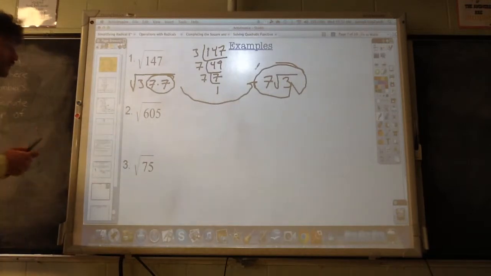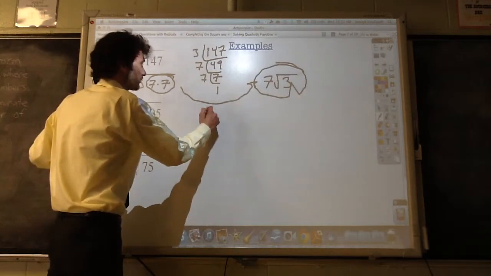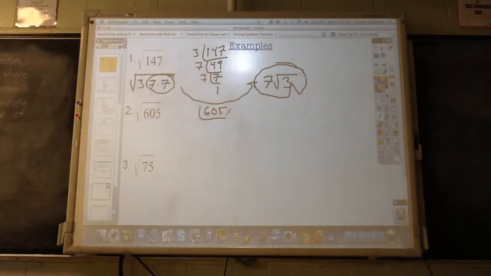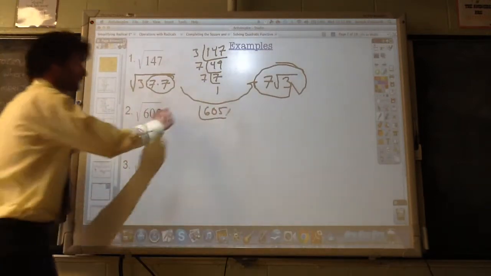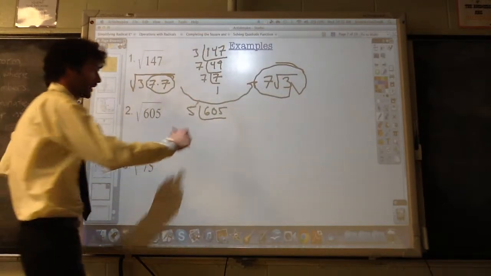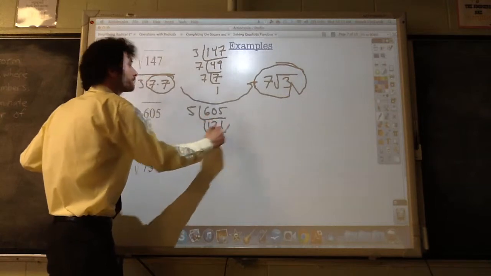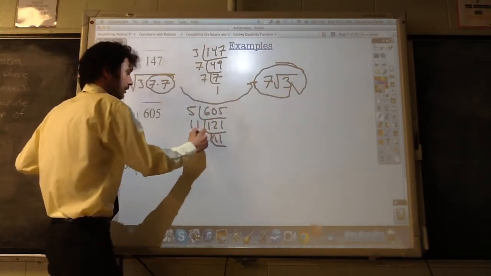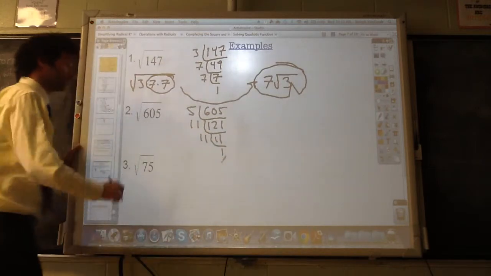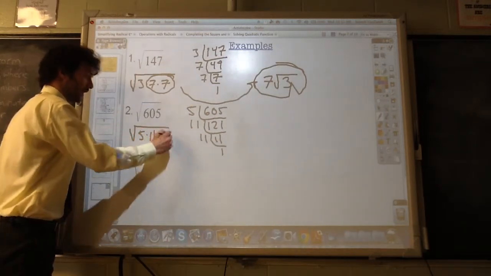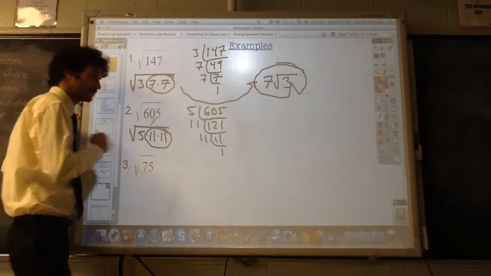Let's do 2. So I need to factor 605. It goes in there 5 times. Okay, I know definitely 5 will go in there, and 5's prime, so I can start with that. 121 times. 11, and 11 goes to 11 more times. And the only numbers that go into 121 are 11 and 11. So this equals, I got a pair of 11s. 11 square root of 5.